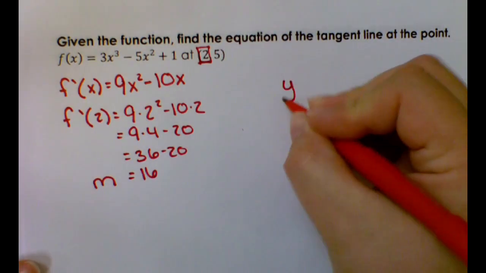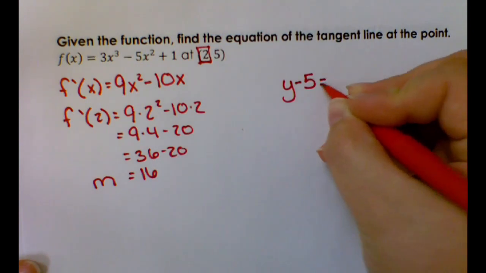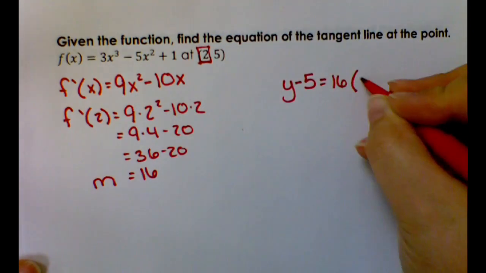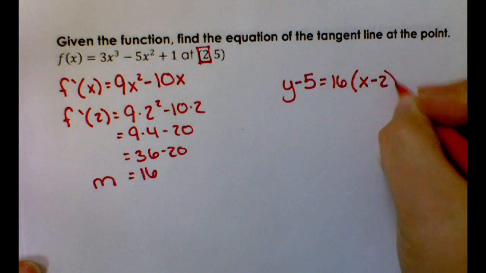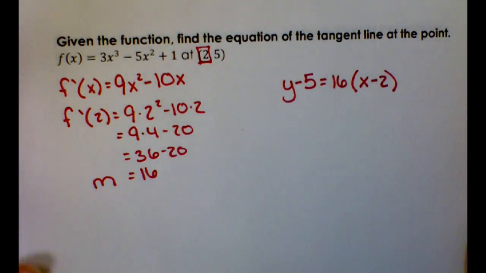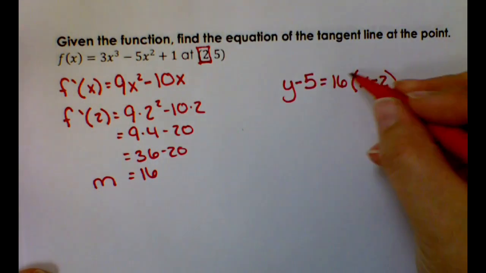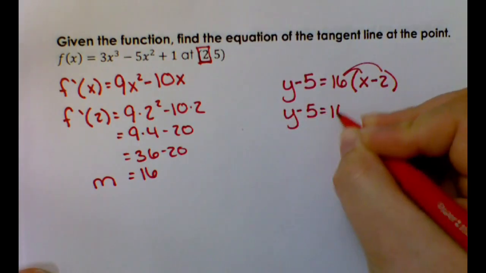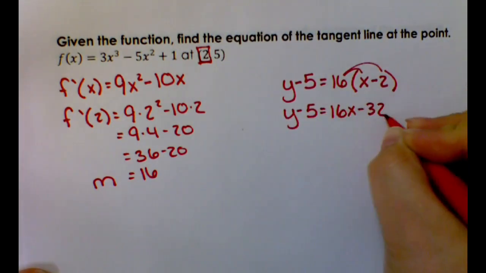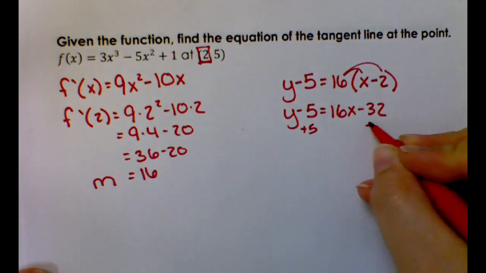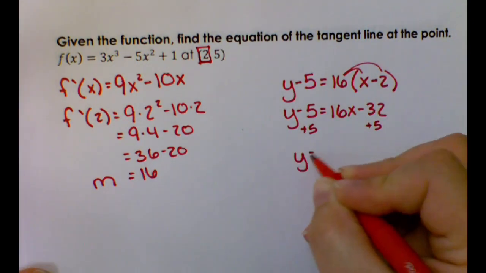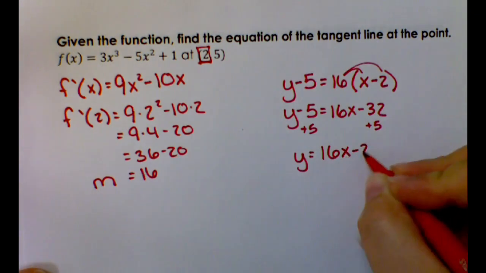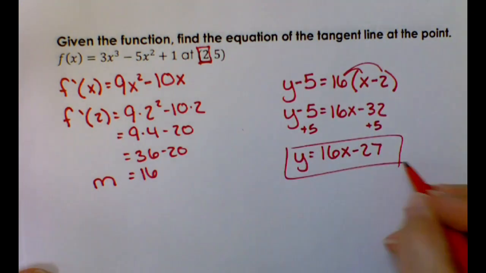Now I take y minus y1, which is 5, equals m, which is 16, times x minus x1, which is 2. Usually it'll ask for slope-intercept form, so I need to distribute my 16, giving me y minus 5 equals 16x minus 32. Then I need to add 5, giving me y equals 16x minus 27 as the equation of my tangent line.